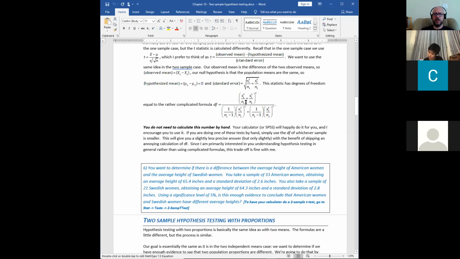And then it uses these degrees of freedom. This complicated number. This is not an integer, by the way. But you don't have to calculate this by hand. Again, it tells you what they are. I should do this all the way through and put this in.